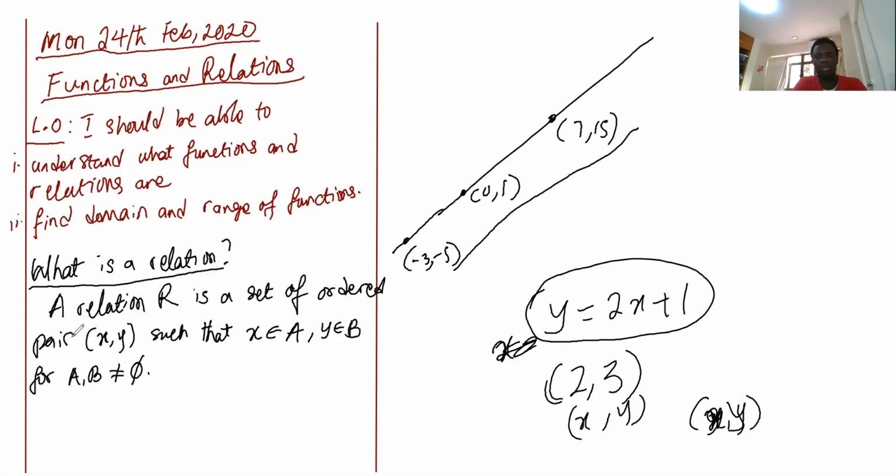It is ordered because the order is very important. That's what it means. The order is very important because it's not the same if you change it. 2, 3 is not the same as 3, 2. Am I right? So when we use the word ordered, we mean that these positions are important. And the moment they are altered, you are talking about something else entirely.